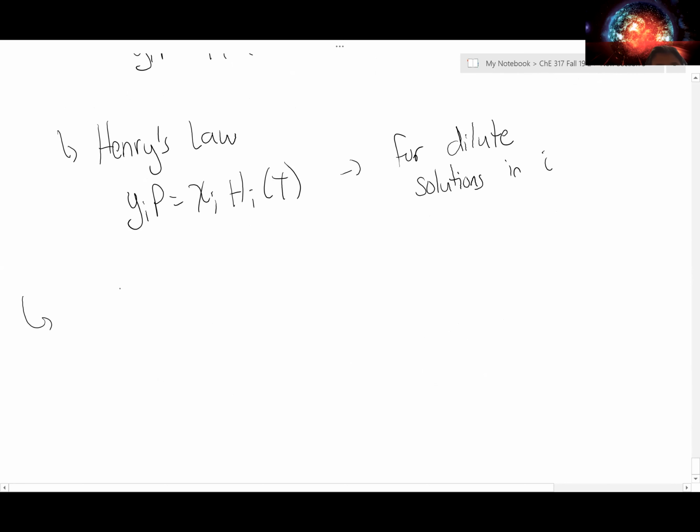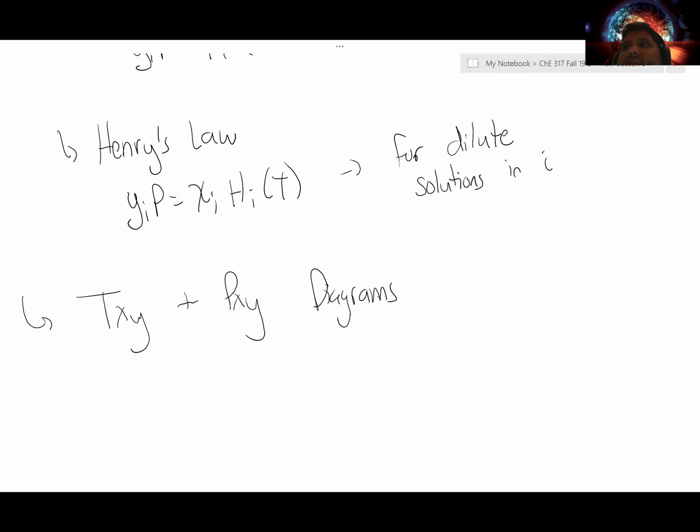We also looked briefly at TXY and PXY diagrams. I would definitely say know how to interpret these diagrams to get information about bubble point and dew point of mixtures, in terms of: this substance boils at this temperature with this mole fraction, what should I expect in terms of the vapor composition that forms? That requires your application of these diagrams, so know how to use those. Those make for good final exam questions.